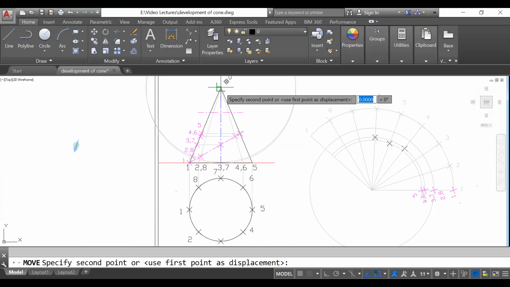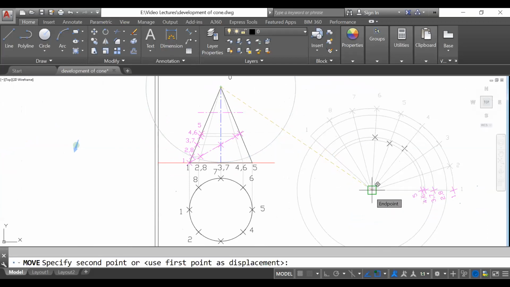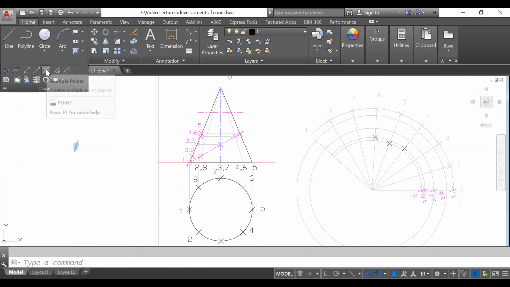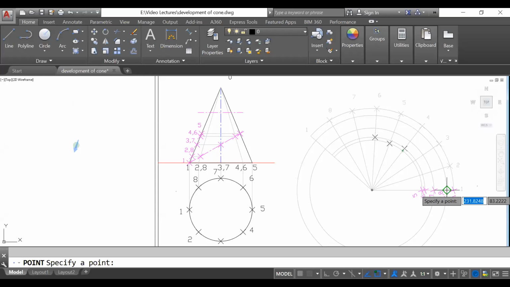So I am explaining here both the methods. Whatever you feel better, you can follow that one. So here 2 and 8 is there. And I will mark this point also here. It is not necessary to mark here, but for the projection only I have marked here. Now the 1 is already there. So I will trim the remaining portions.